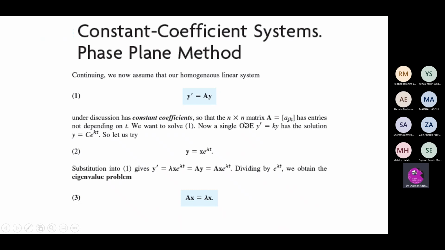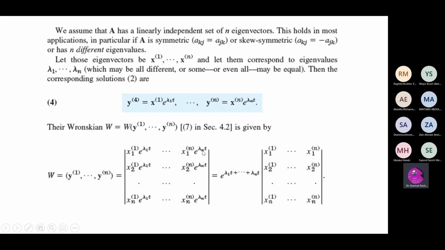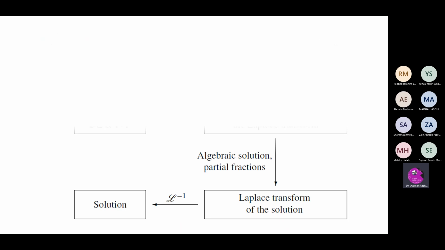If it is an n by n matrix, we will have n eigenvalues, and of course, we will have n eigenvectors. Each eigenvalue has an eigenvector, x. How can we get the eigenvalues and the eigenvectors? You know how to do this one.